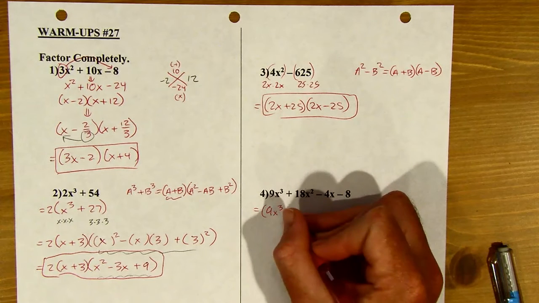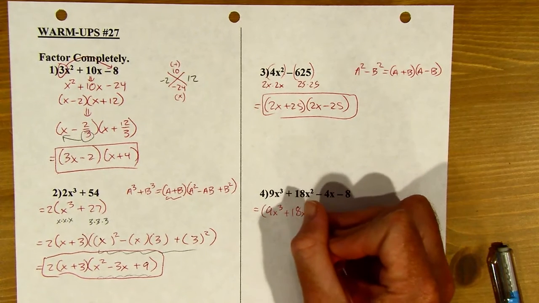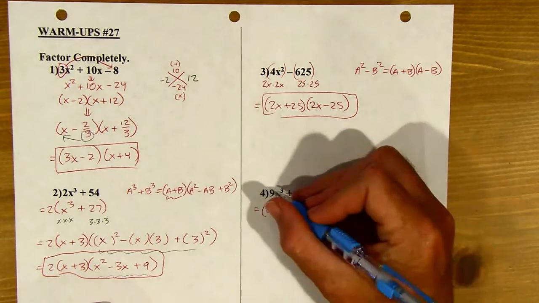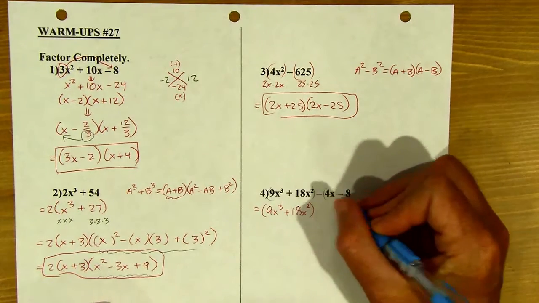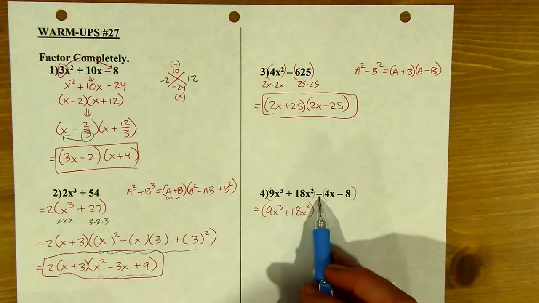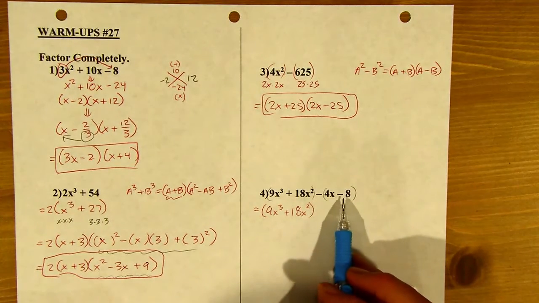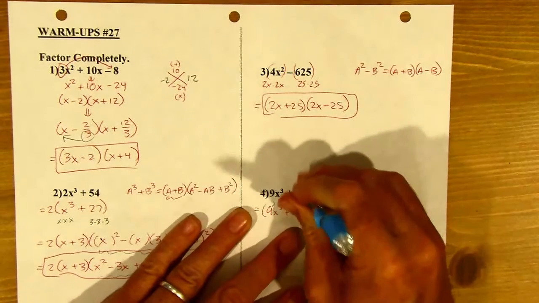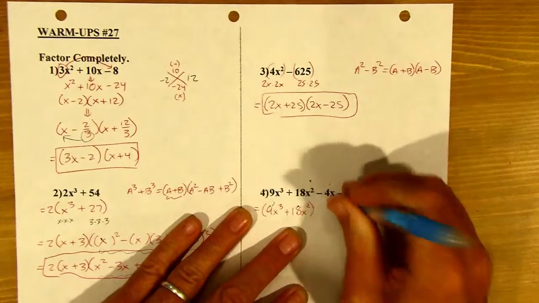Okay, so what some people will do is they'll split it into groups like this. But you don't want to do that. Don't do that, because then I'd have to distribute this negative if I wanted to write it without parentheses, and that would change the sign of the -8, okay? So don't do what I just did there. I see that all the time, very common mistake.